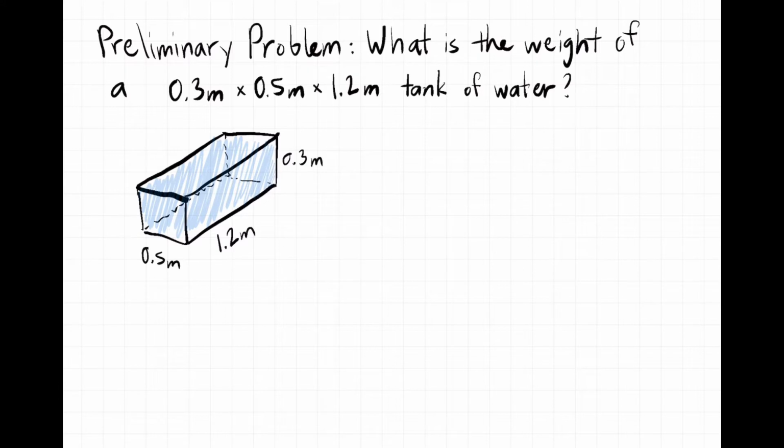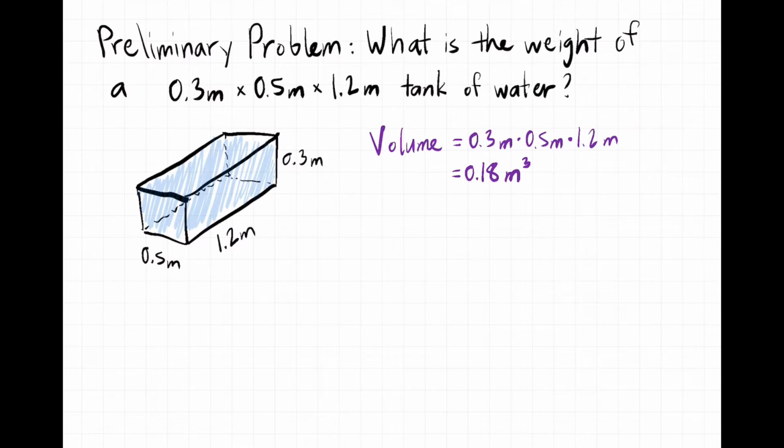Since we have the 3 dimensions of this rectangular box-shaped tank of water, we can easily find the volume. Volume is just length times width times height, so it's going to be 0.3 meter times 0.5 meter times 1.2 meters. And of course, we get 0.18 cubic meters. Pay attention to the units here. We multiplied meters by meters by meters, and we got meters cubed. That's the volume, but how do we find the weight?